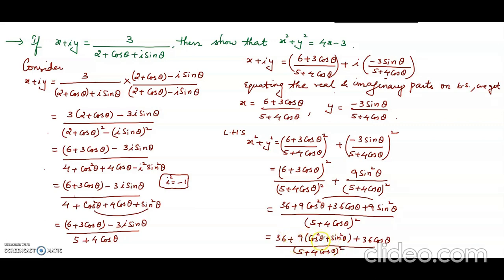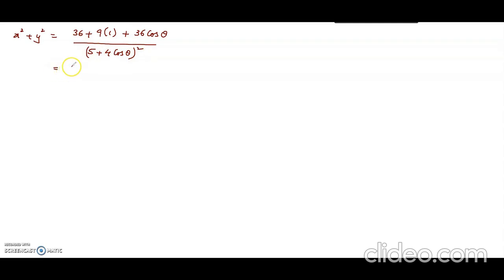So cos square theta plus sin square theta is 1, so we can write this as 1. 9 into 1. So your term now becomes x square plus y square is equal to 36 plus 9 into 1, because cos square theta plus sin square theta is 1, plus 36 cos theta divided by 5 plus 4 cos theta whole square. So 36 plus 9 becomes 45, 45 plus 36 cos theta by 5 plus 4 cos theta whole square.